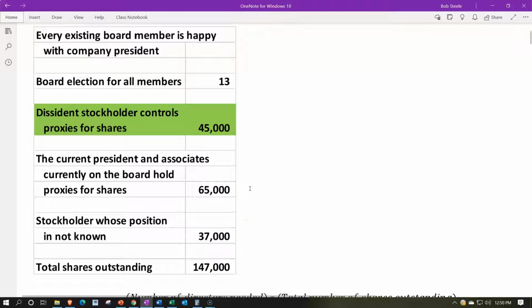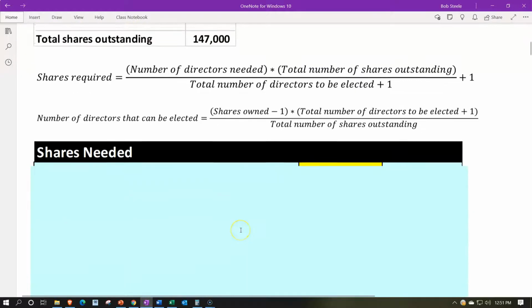And then we have the current president and associates currently on the board. Board hold proxies. We'll take a look at it from their perspective. From their perspective, they want to hold on to at least 7 of the 13, and obviously each individual board member has their own interests. But from a collective standpoint, they want to hold on. From the president's standpoint, right? The corporate president wants them to hold on to 7 out of the 13, so that they don't elect in order to replace the president and the management to make changes there. But once again, they might have an idea of the dissident stockholders of the 45, but they don't really know how much the unknown possibly would be. So let's take a look at it from both of their perspectives.